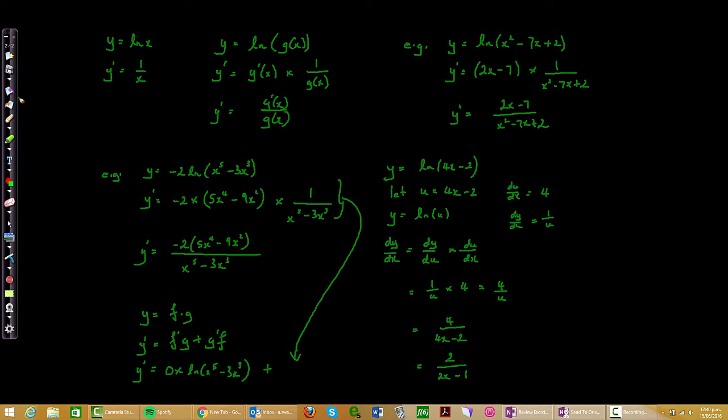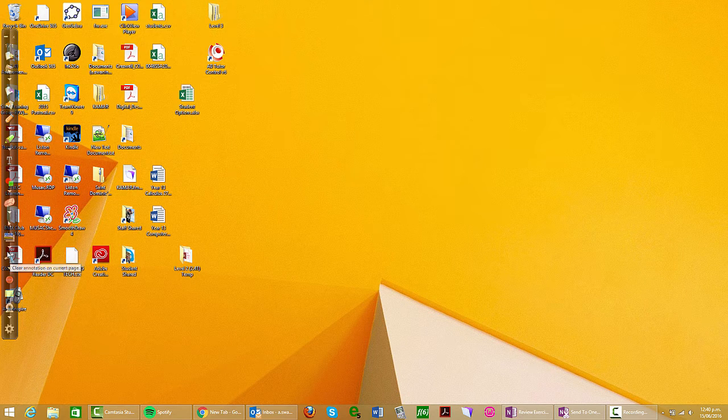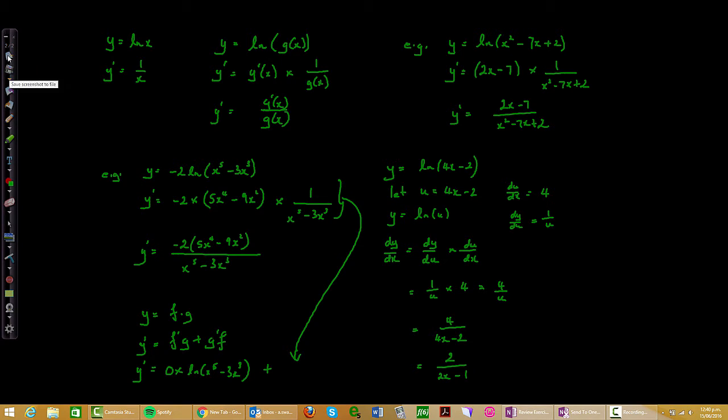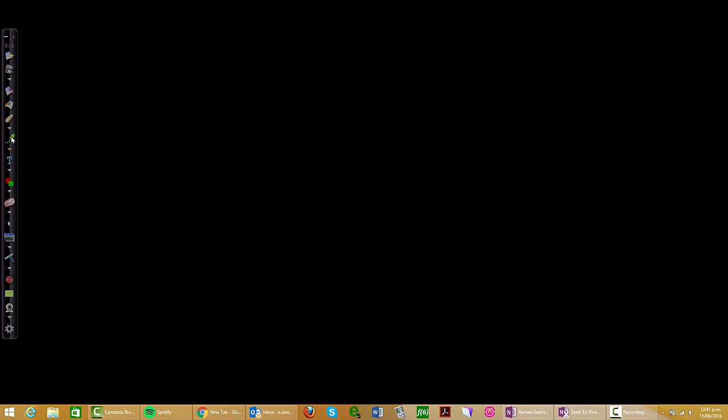Okay, so I'm going to make a new page here. Oops, that's not what I wanted to do. And let's take a look at a last example where we might be using something like the product rule. So let's take something like this one. n of x is equal to 3x minus 1 times the natural log of 5x squared.